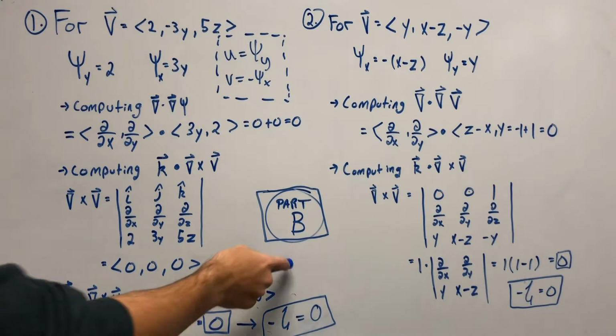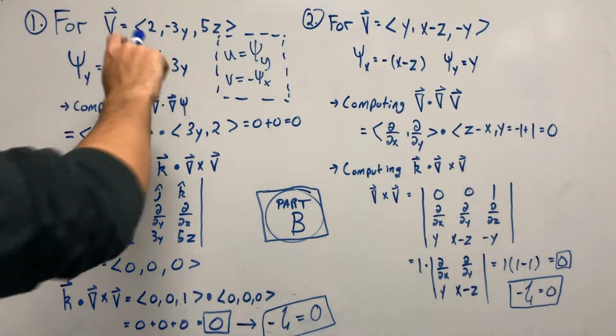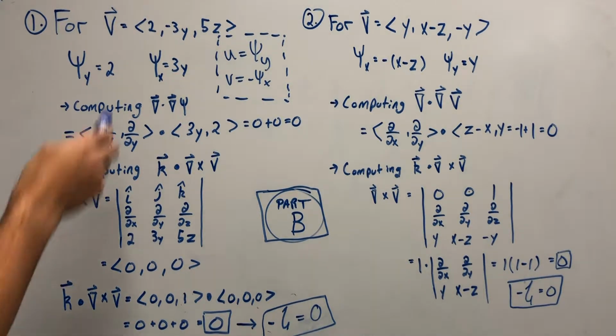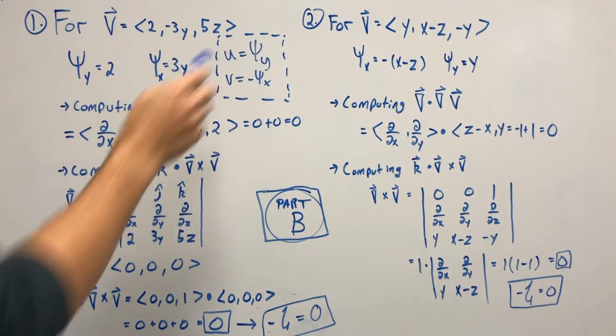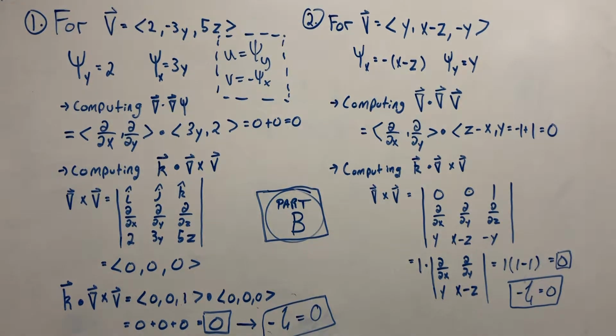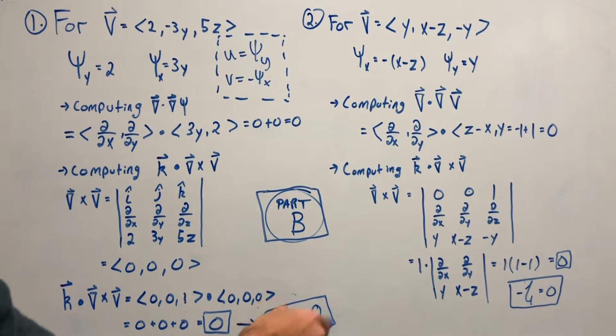So for part B, we were taking the two velocity fields that we had in part A, only this time we had an additional stream function given u equals psi y and v equals negative psi sub x. And what we had to do is show that the gradient of psi cross product with the gradient is equal to negative zeta. And we were eventually able to show that negative zeta is equal to 0.